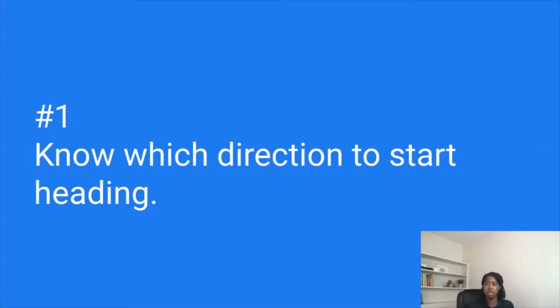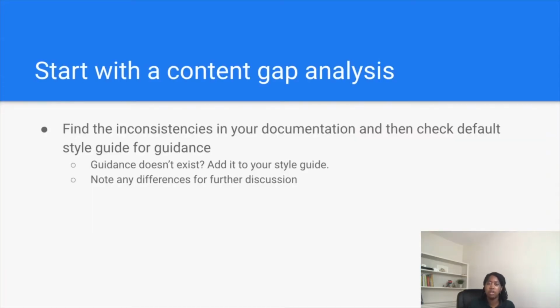Having a plan and knowing exactly what the style guide needs is key. One way to do that is to start with a content gap analysis. Essentially, you want to look through your documentation, look for the inconsistencies, look for the problem areas, and then check your default style guide for guidance. And if that guidance does not exist, then you can add it to your style guide.